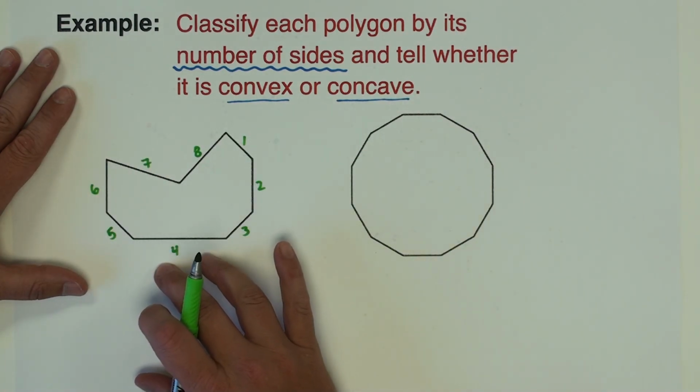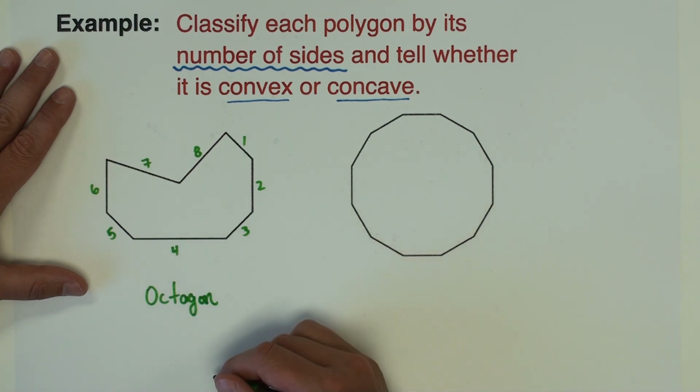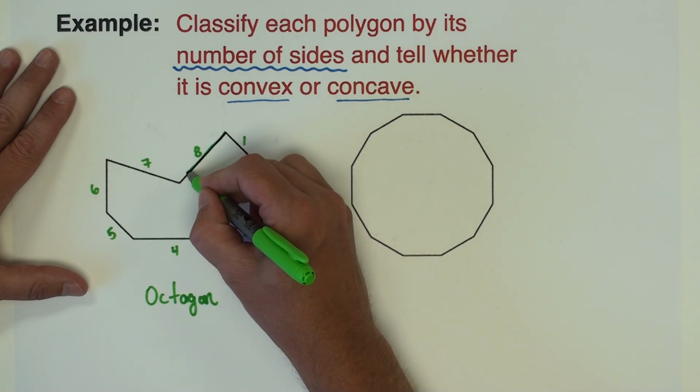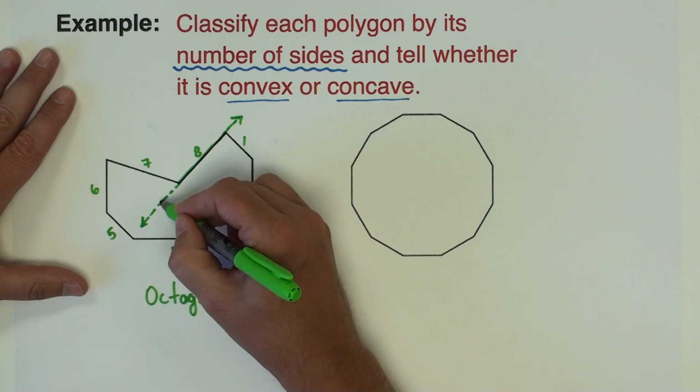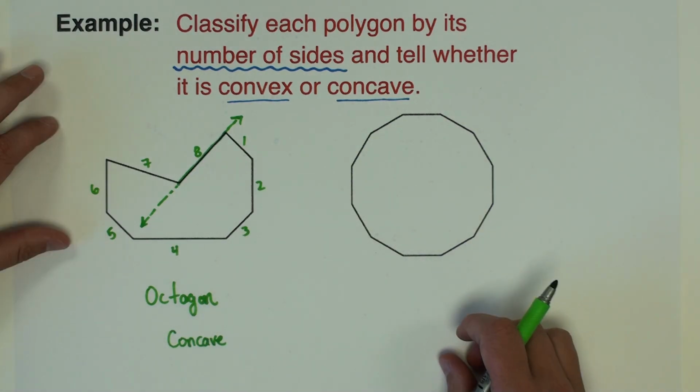If it's 8 sides, then we have an octagon. Now, this side right here of this octagon, when extended, notice it passes through the inside. That means this is a concave octagon.